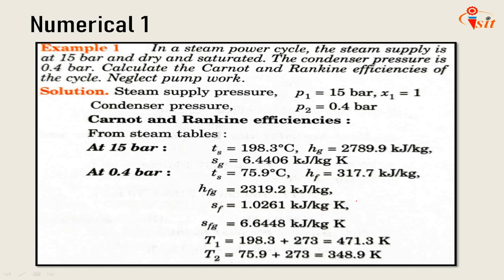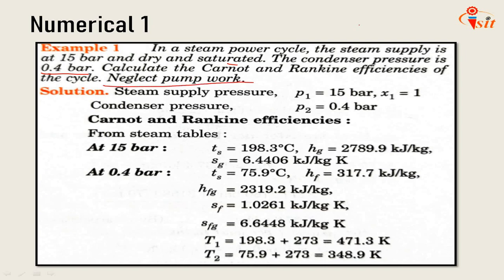Okay, so the first example is about a steam power cycle, in which the steam supply is at 15 bar and dry and saturated. The condenser pressure is 0.4 bar. Calculate the Carnot and Rankine efficiencies of the cycle, neglecting pump work.